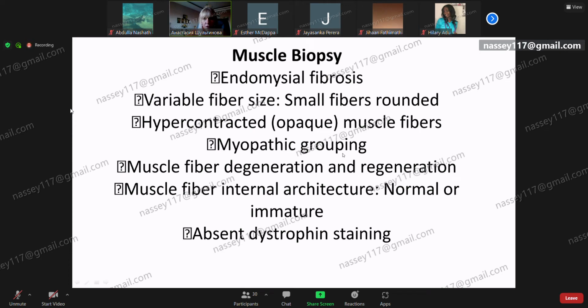Moreover, the conduction of the muscle. By what test can we see changes in the muscles? This is electroneuromyography, which can also give us information about degeneration and regeneration of the muscles.